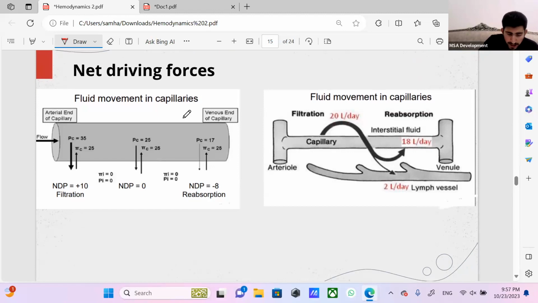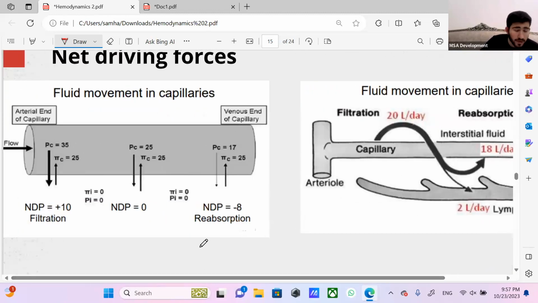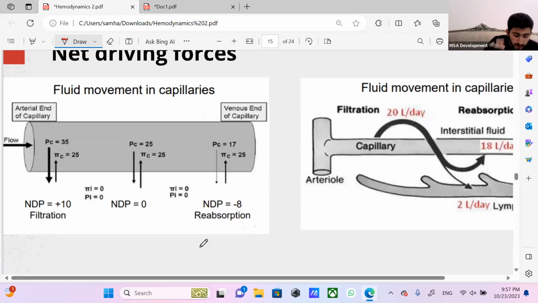Now, this is also explaining the net driving force, but with a very important concept. I know this is becoming heavy, but just bear with me. We are finishing. It's 3 more slides. Inshallah, we finished. Now we have the fluid movement in the capillaries. Now, this is the blood moving in the capillaries. We have pushing, pulling forces, and whatever.